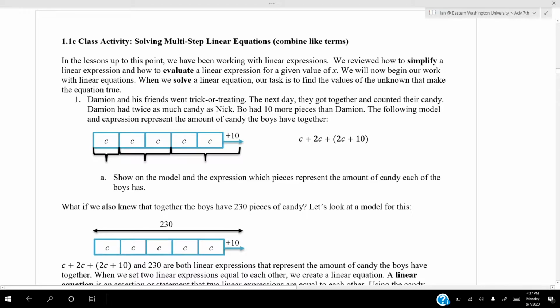Alright, Advanced 7th, let's get going today. 1.1c, solving multi-step linear equations.